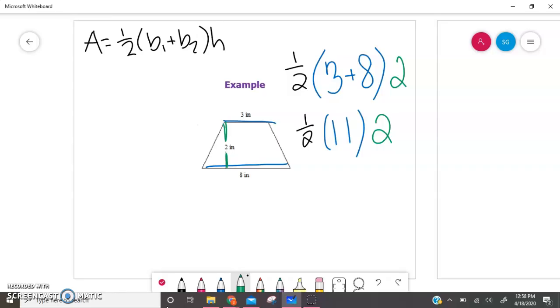Again, if you don't like the fraction 1/2, change it to the decimal, which is 0.5. So what is half of 11? Yes, I know this one gives us a decimal, and that's okay. You should have gotten 5 1/2, 5.5. And we still have one more step, and that last step is to multiply that by 2. What is 5.5 times 2?